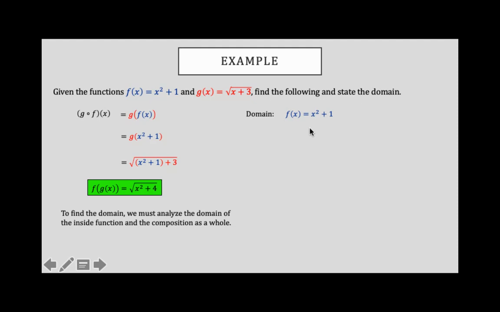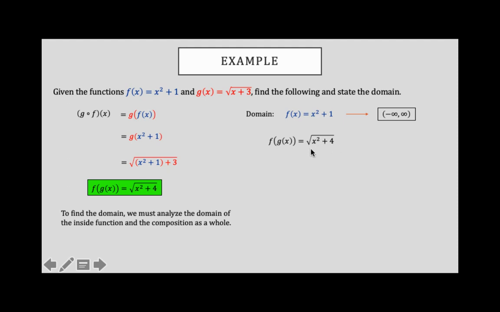Well, again, our two rules for finding domain are that the denominator of a fraction cannot equal 0, and the value inside of a square root must be greater than or equal to 0. We don't have to worry about either of those cases here, which means that our domain of f of x is going to be all real numbers. Once we look at the domain of the inside function, we need to look at the domain of our composition as a whole. Again, no denominators to worry about being 0, but we do have a square root.